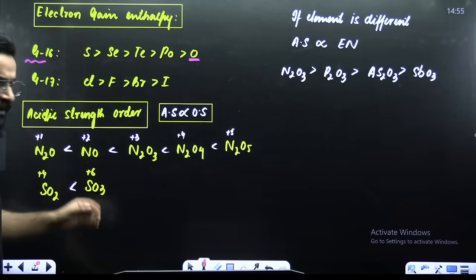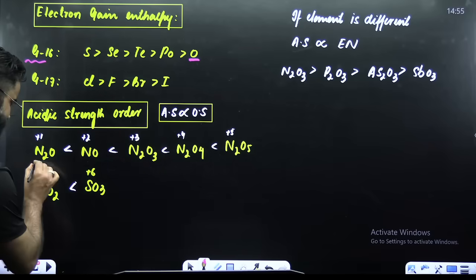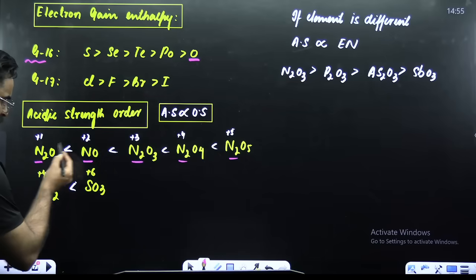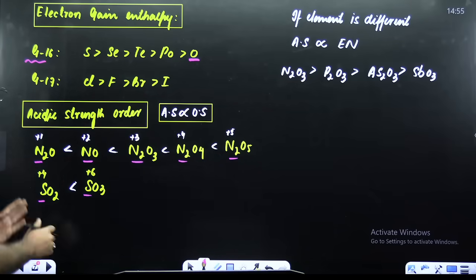Acidic strength order. Generally, acidic strength is directly proportional to the oxidation state of the central atom. If the central atom is the same, as you can see in this particular case, the more the oxidation state of the central atom, the more is going to be the acidic strength.